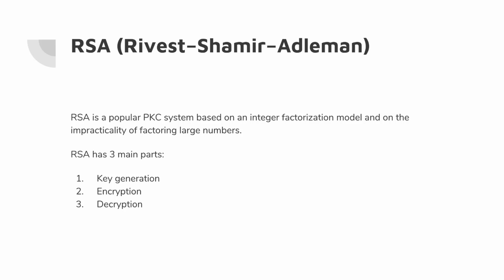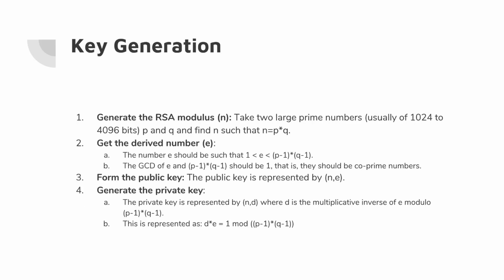RSA has three main parts: key generation, encryption, and decryption, and we'll be going through each of these parts in detail in further slides. Okay, so we'll be talking about key generation of RSA in this slide. So how is the key generation done? Firstly, an RSA modulus denoted by N is generated. So what is done to do that?